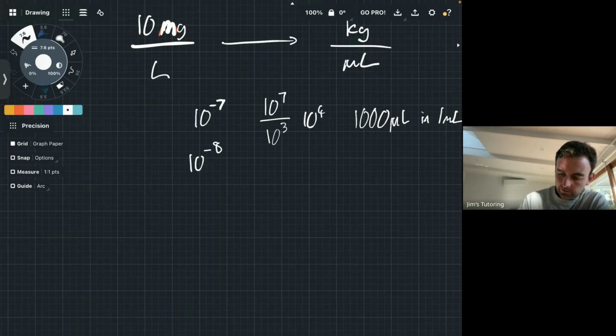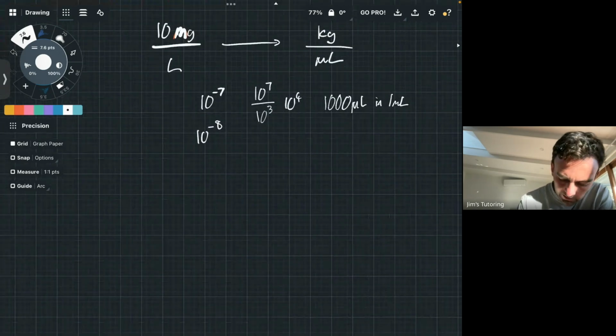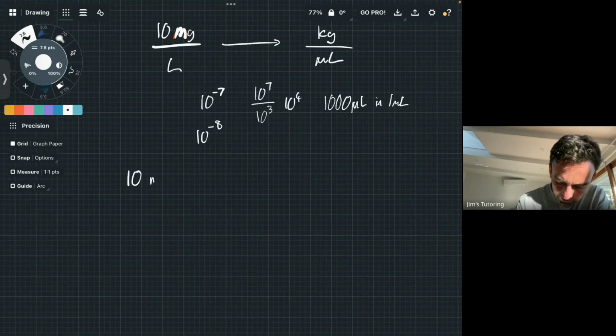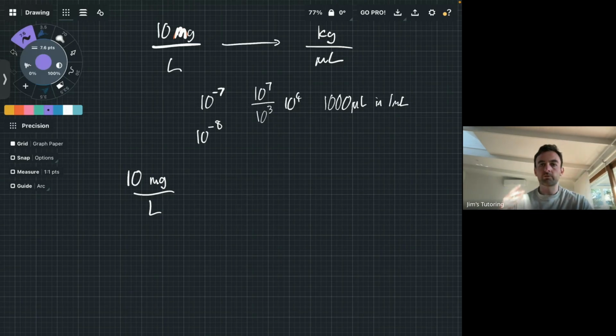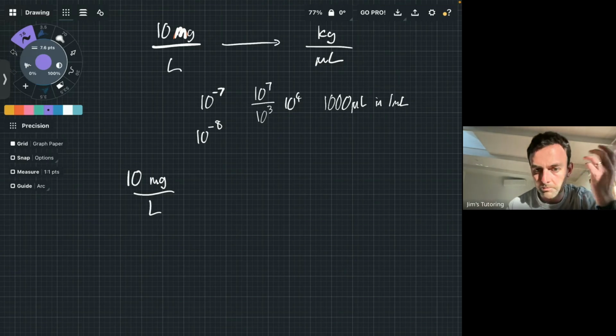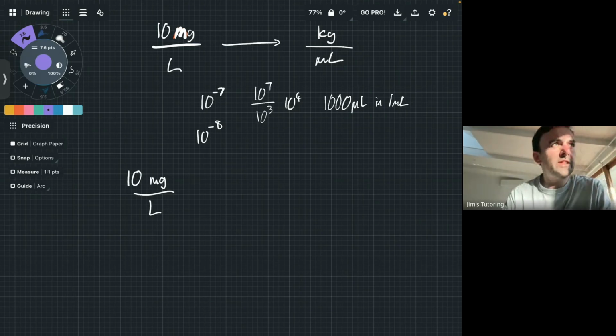Okay, well, let's step through it one by one. So we've got 10 milligrams per litre. Now you can start anywhere with these problems, but I think it's really handy to just work on one unit at a time and just go step by step. So we could start with any, but I guess I'll just start with the milligrams.